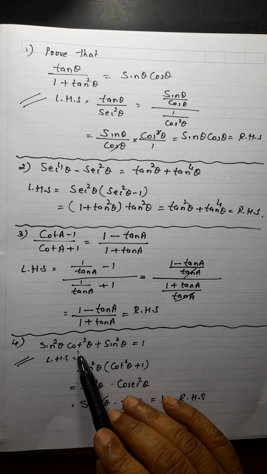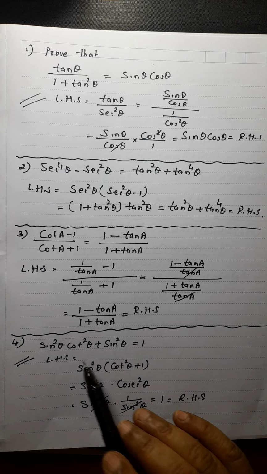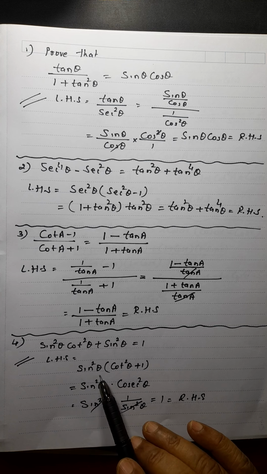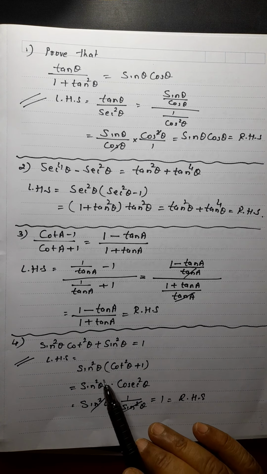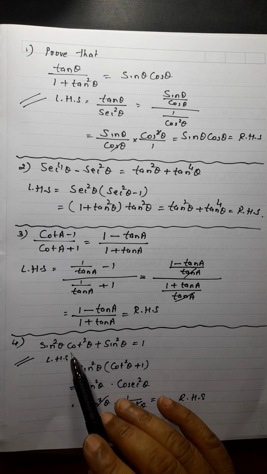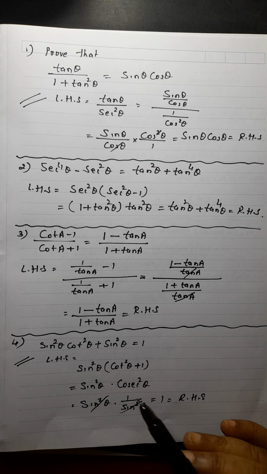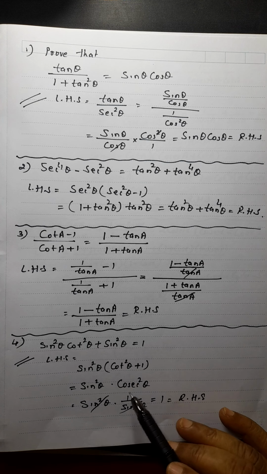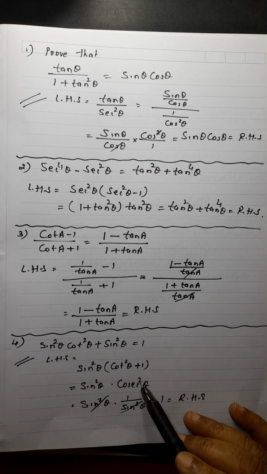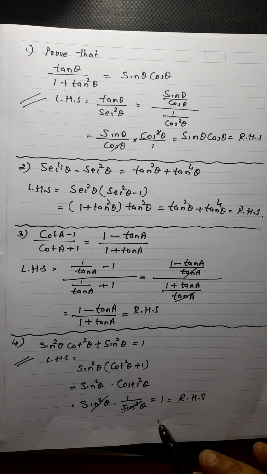Sin square theta into cot square theta plus sin square theta is 1. First I will take sin square theta common. Cot square theta plus 1 I will write. You can try this by another method also. You can write this one as cos square theta upon sin square theta and you can solve. You will get it. Sin square theta into bracket cot square theta plus 1 is cosec square theta. And cosec is the reciprocal of sin. So it will be 1 upon sin square theta. It cancels, you will get 1.